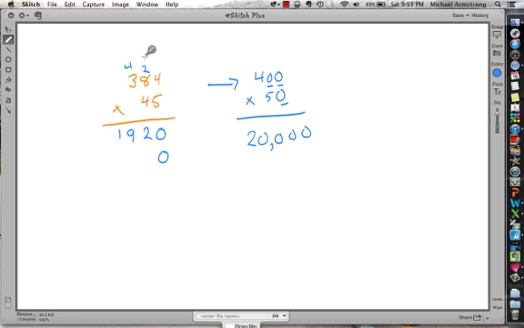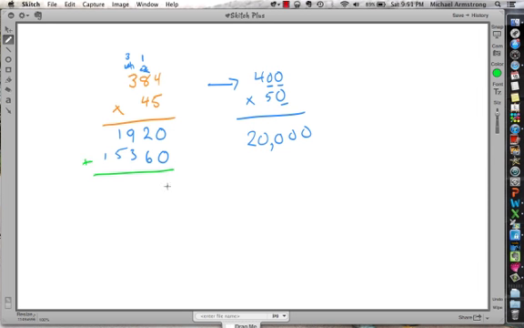4 times 4 is 16. Carry the 1. We can get rid of these now because we're done with them. 4 times 8 is 32, plus 1 is 33. 4 times 3 is 12, plus 3 is 15. Then we add. I think I probably could do a nicer job with that, and I'd want you to do a nicer job with that too.